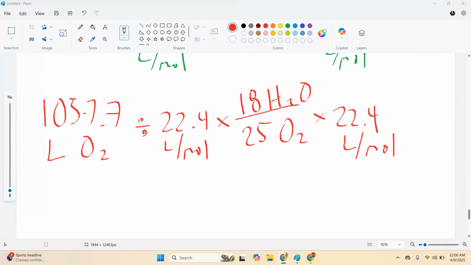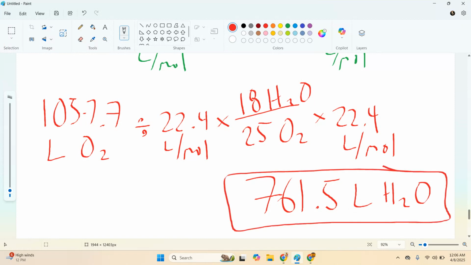So I'm just going to plug this into a calculator. Here I go. So I got my 1,057.7 liters of gas divided by 22.4 times 18 divided by 25 times 22.4. And I get, if I consume 1,057.7 liters of oxygen gas, I should produce 761.5 liters of water vapor. All right, there we go.